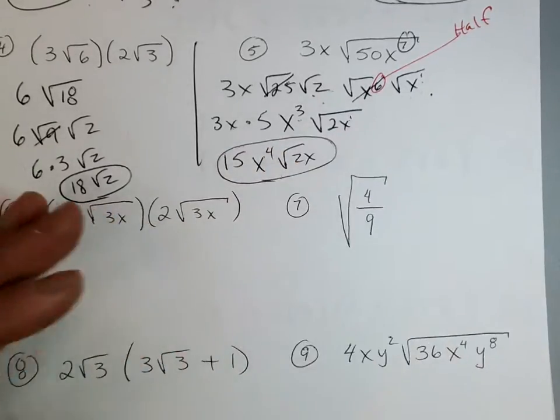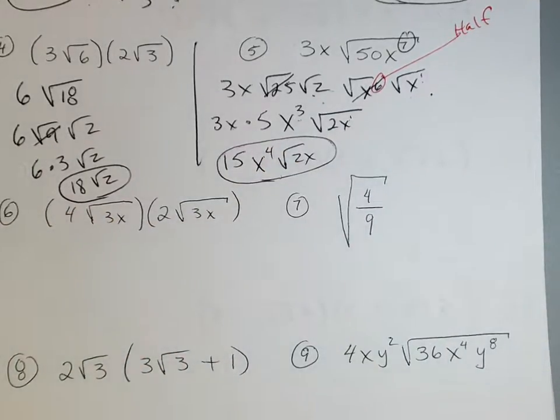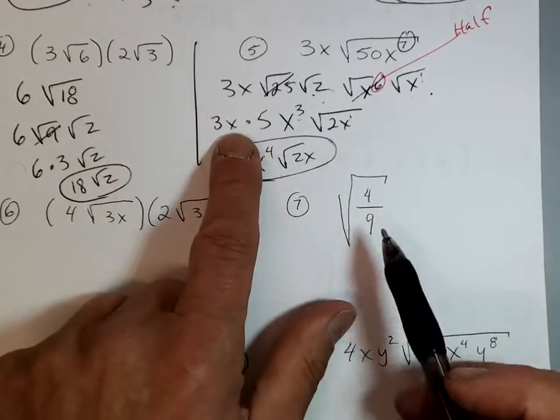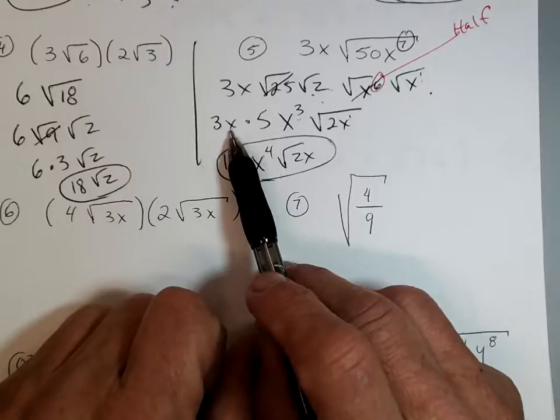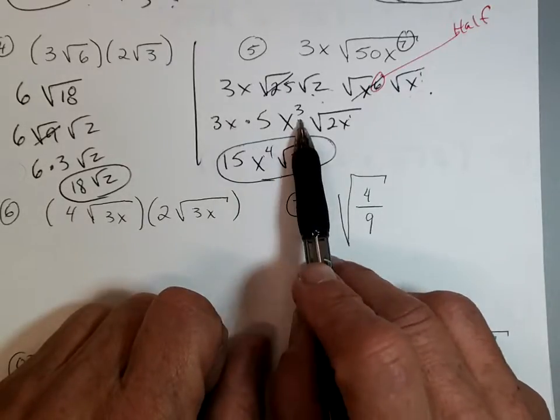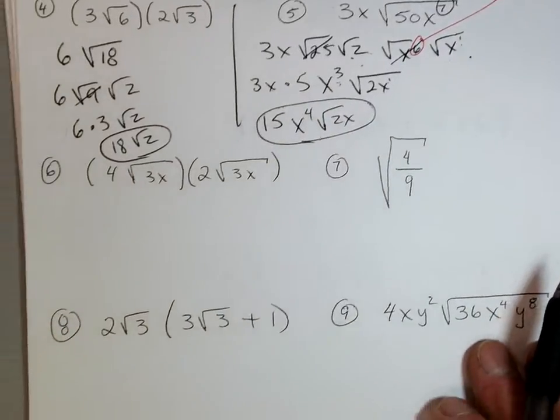Wait, why x to the 4? Great question. How many x's are right here? How many x's are here? One. Plus how many there? Okay.